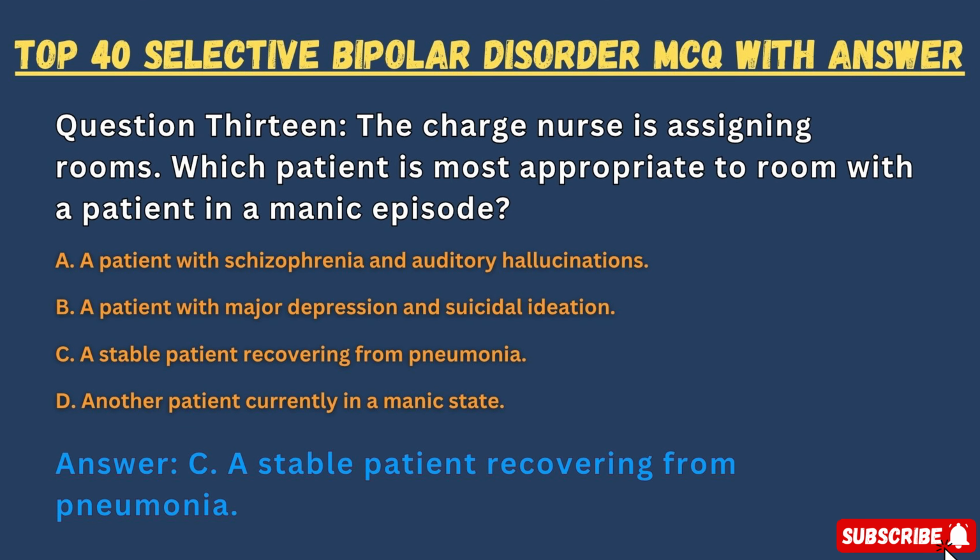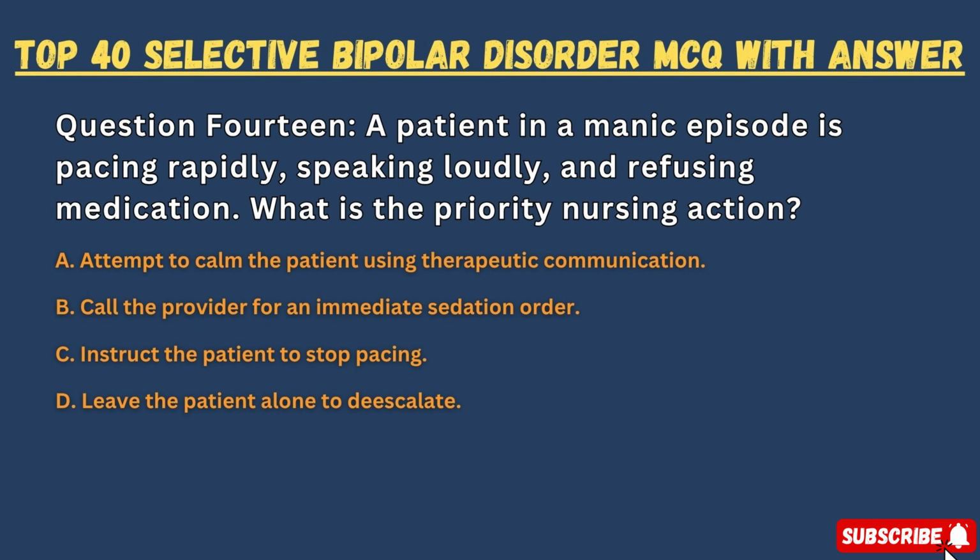Answer. C. A stable patient recovering from pneumonia. Question 14. A patient in a manic episode is pacing rapidly, speaking loudly, and refusing medication. What is the priority nursing action? A. Attempt to calm the patient using therapeutic communication.